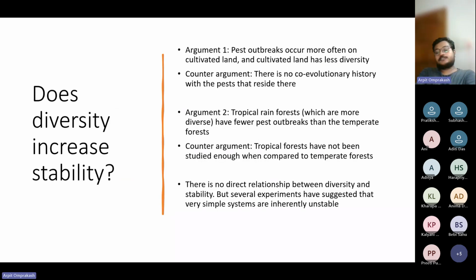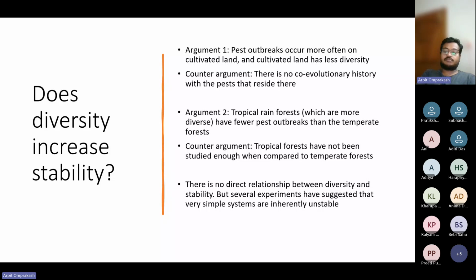So generally, people say that if an area is more biodiverse, then it has a very high stability. So you want to ask, does diversity increase the stability of a given area? There can be various counter arguments that can be put forward to show that maybe diversity is not the only thing that affects stability.